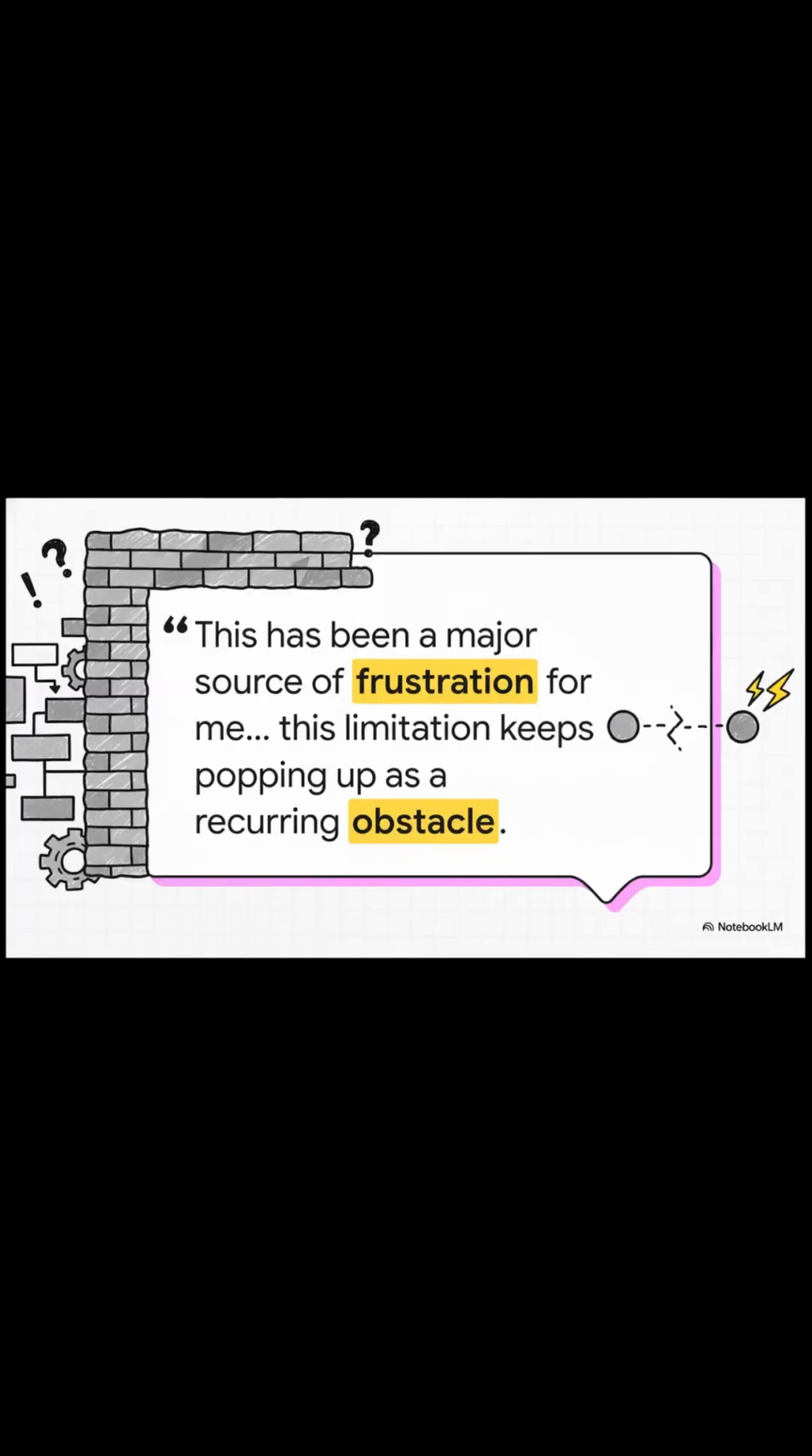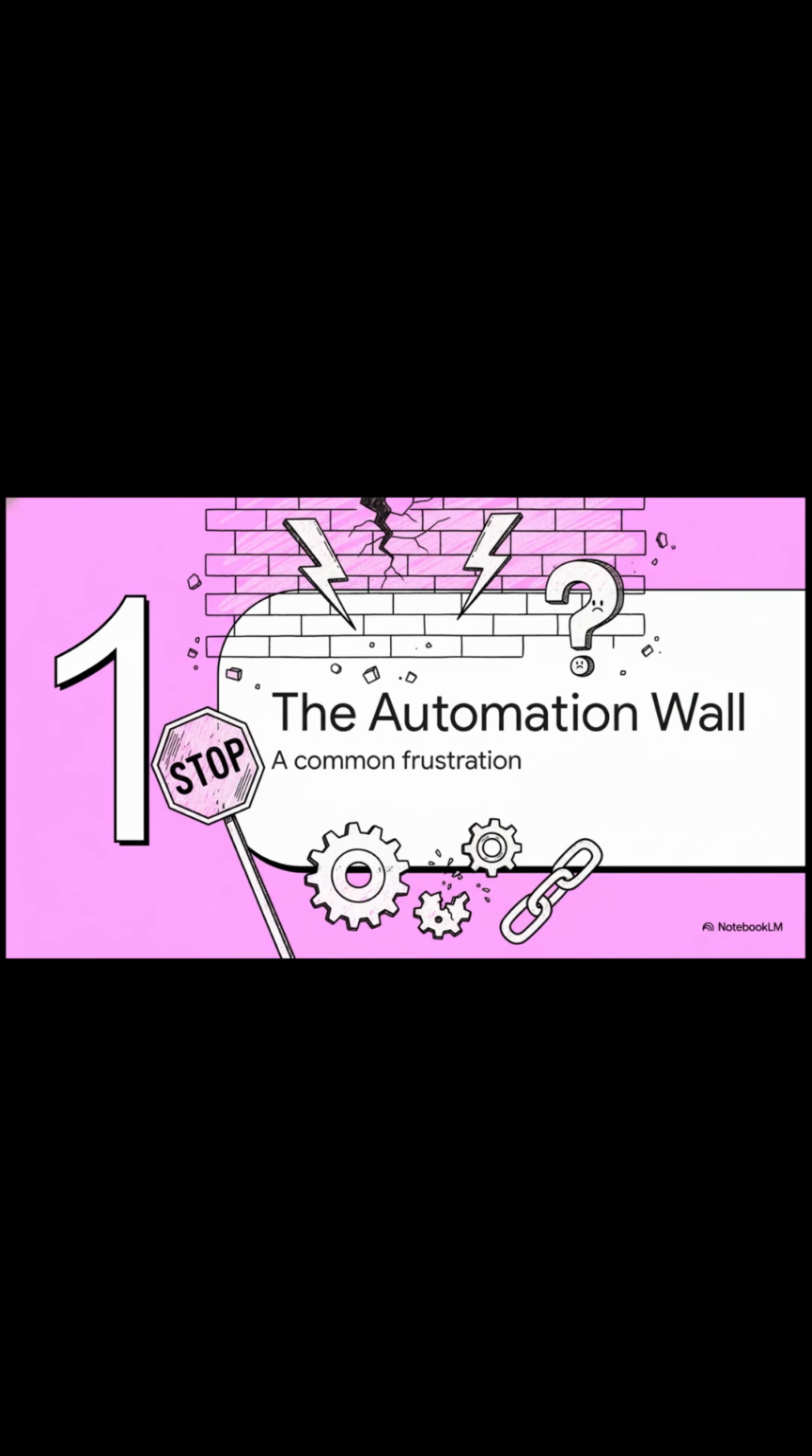And let's start with a feeling I bet a lot of you know all too well. This quote, pulled right from the Zapier forums, just nails it, doesn't it? You're building this beautiful automated workflow, you're so close, and then bam, you hit this recurring obstacle. And that's what we call the automation wall. It's that moment where this entire brilliant system you've designed just grinds to a halt, all because of one single missing piece of the puzzle.